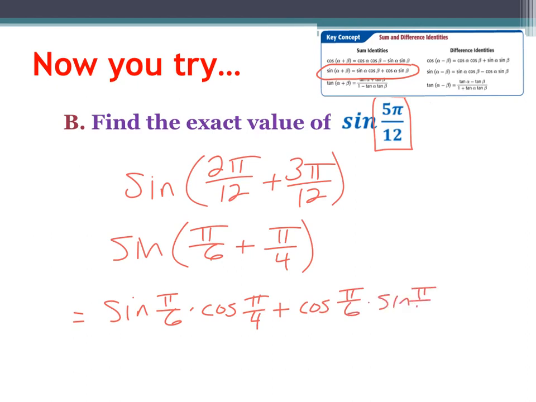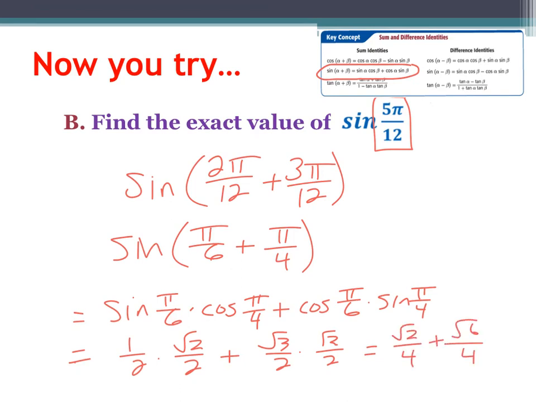times cosine of pi over 4, plus cosine of pi over 6 times sine of pi over 4. And if I look those up on the unit circle, the y-coordinate at pi over 6 ends up being 1/2. Cosine at pi over 4 is square root 2 over 2. Cosine at pi over 6 is square root 3 over 2. And sine of pi over 4 ends up being square root 2 over 2. And so if I multiply, it ends up being square root 2 over 4 plus square root 6 over 4. And since they're the same denominator, I can combine that as one. So my final answer overall would be square root 2 plus square root 6 all over 4.